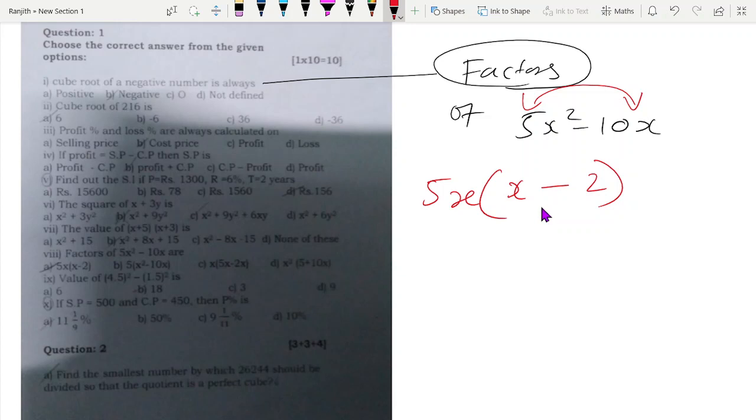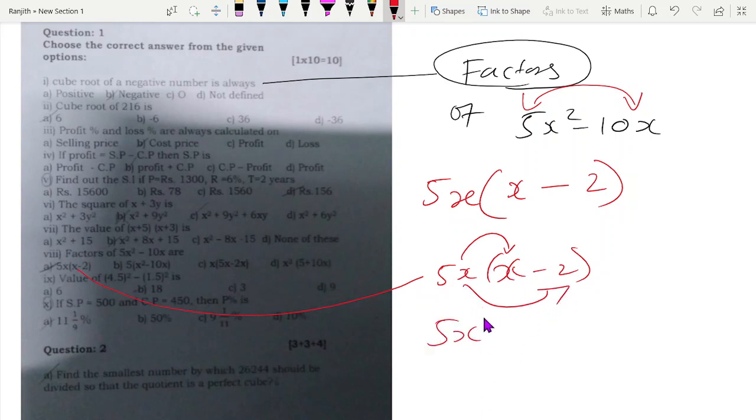So which option? The first option, sir. Option A. Right? If not, you can take the options and try. Look here. Let me take the first option, 5x into x minus 2. Solve this, multiply this and this. Check which answer you get.